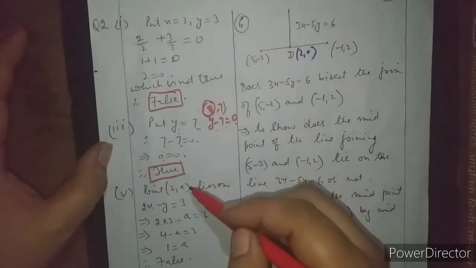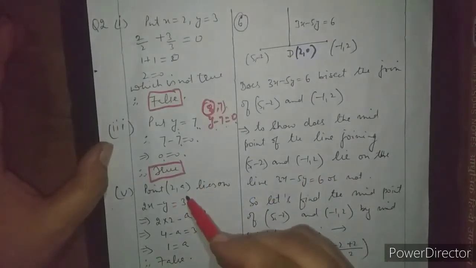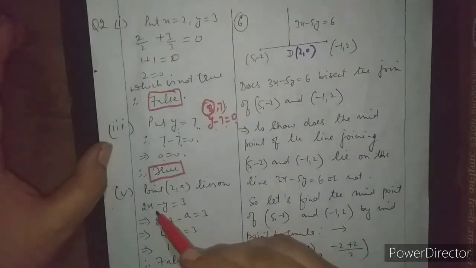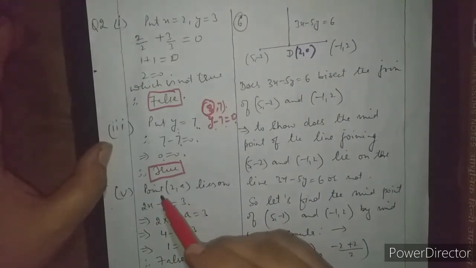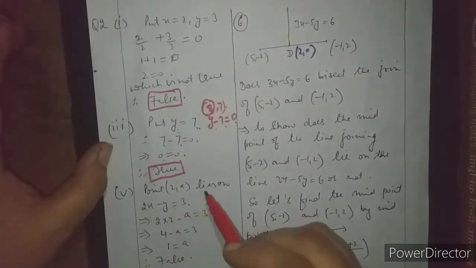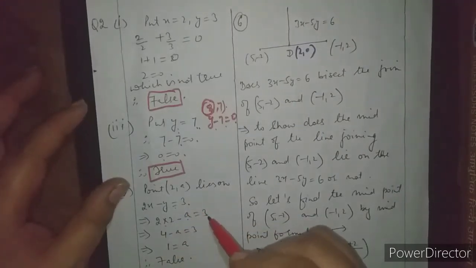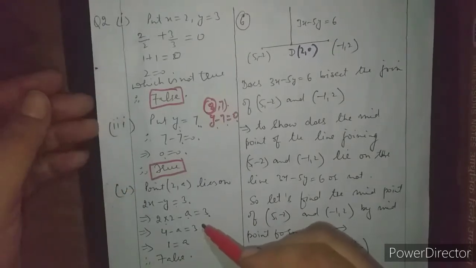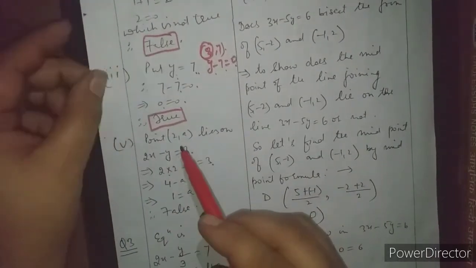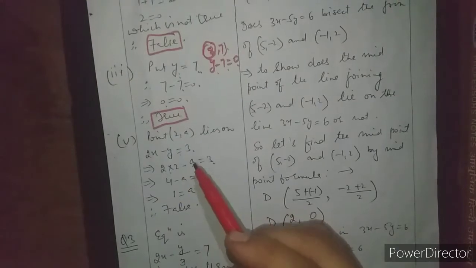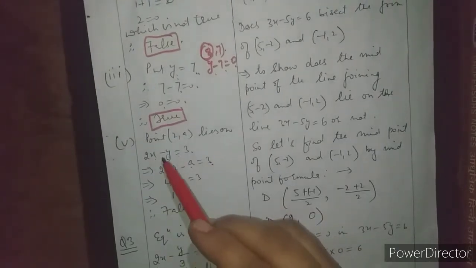Now I discuss part number 5. Part number 5 says if the point (2, a) lies on the line 2x minus y equal to 3. It is already said that the point lies on the line, so it will satisfy the equation of the line. It means the left hand side will be equal to the right hand side. So what we are going to do, we will simply put x equal to 2 and y equal to a.